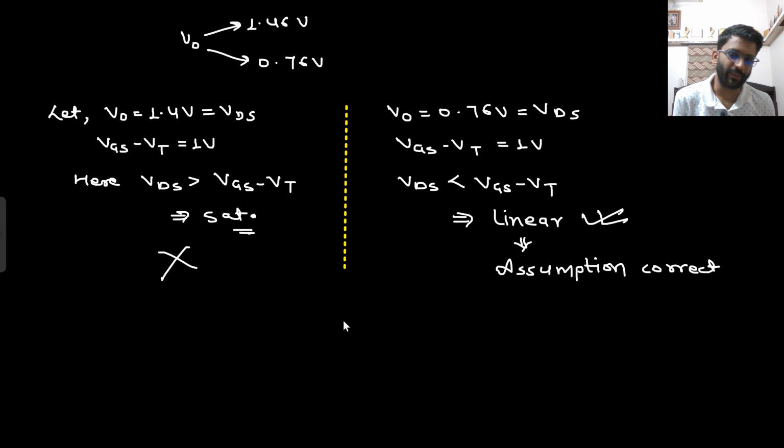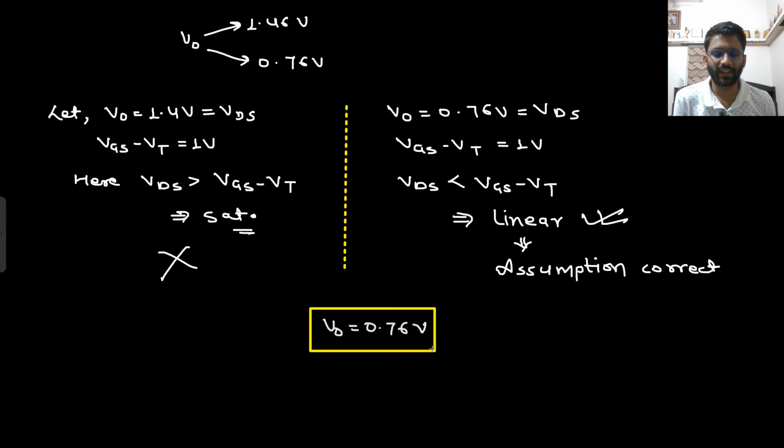So our V naught will be 0.76 volt. So that will be the answer. Many times these kind of questions are asked. You don't need to worry about these kind of questions. You don't need to panic when you see these kind of questions.